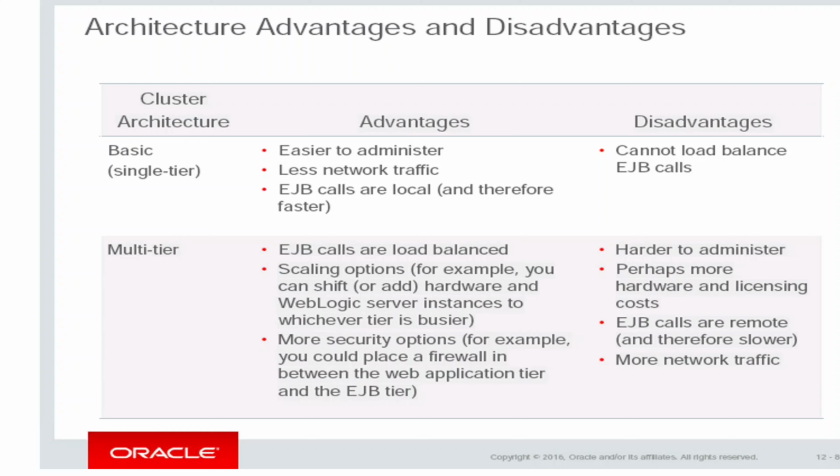For example, you could place a firewall between the web application tier and the EJB tier, but the EJB calls would be quite slow since the EJB tier is running in a separate cluster. If you put the firewall, then it will create a performance challenge as well. So all these things we need to keep in mind.